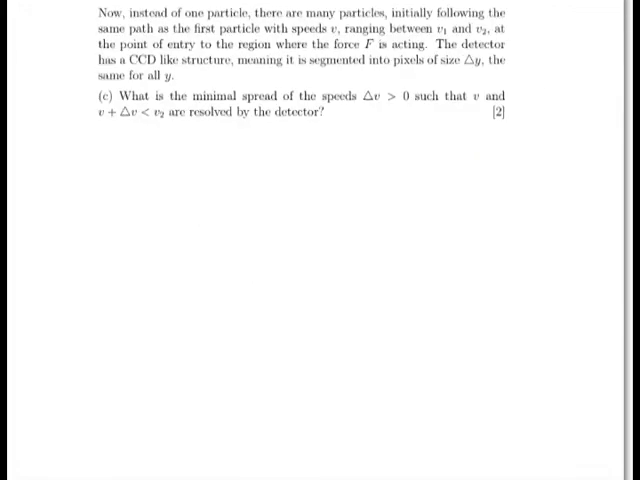We've got lots of particles, they're travelling along the same path with speeds v, where those speeds are actually ranging between v1 and v2, so there's a big range of speeds, and the detector itself is not a single entity, but it's like a CCD. A CCD is what you'd find inside a digital camera. It has a finite number of very small pixels. The pixels here have a size delta y that are the same throughout the length of the detector.